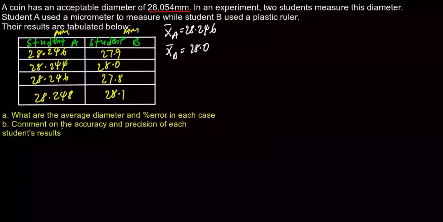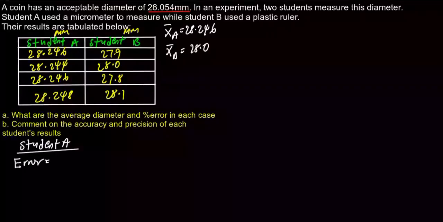They said, what is the percentage error in each case? So for student A, remember, let me tell you something. What is percentage error? Now, percentage error has a formula. How do we even calculate error? You see, error is equal to your measured value minus the true value, or if you take replicate measurements, we say your mean minus the true value. So what is the error for A?